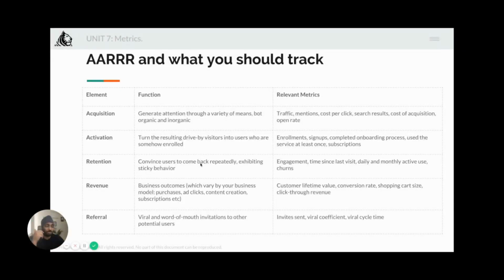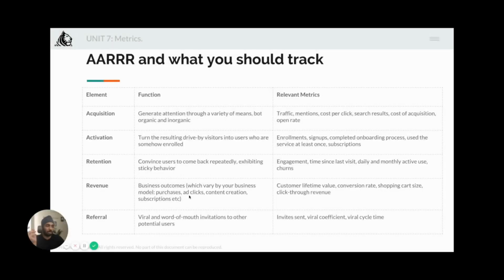Retention: convince users to come back repeatedly, exhibiting sticky behavior. So engagement, time since last visit, daily and monthly active users, churn, and so on. Revenue: business outcomes which vary by your business model. Purchases, ad clicks, content creation, subscription. So it could be anything. If you are a blog platform, for example, you're not charging people, but what matters for you is how many people eventually created new content.